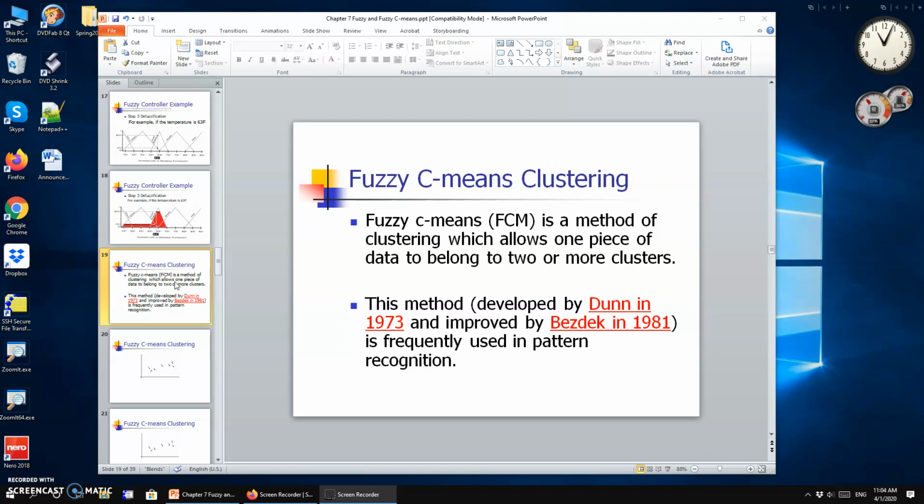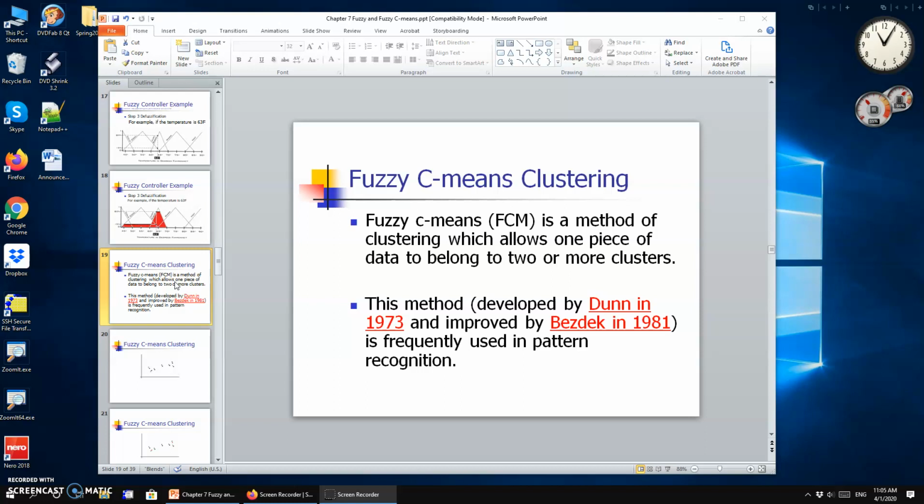This method was actually developed quite a few years ago, in 1973, and was improved in 1981. So this algorithm is about 40 years old. However, personally, I think this is a very powerful clustering method. It softly divides the whole data set into smaller pieces with a soft boundary, instead of the crisp boundary, which means that one point can only belong to one cluster.